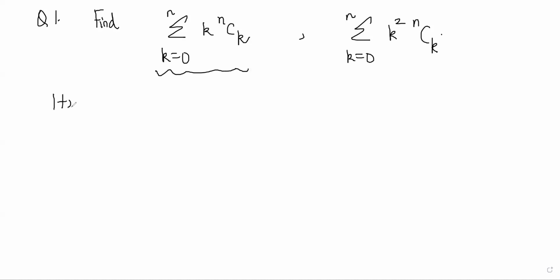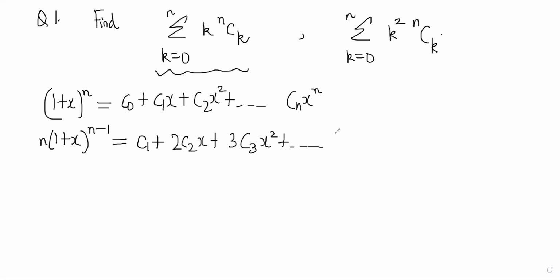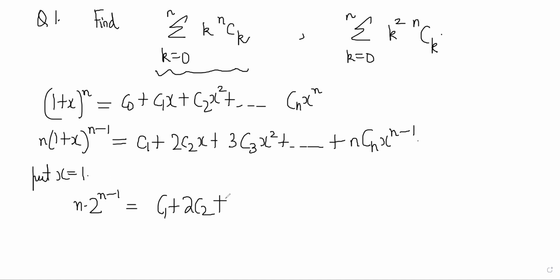So basically you can take (1 plus x) power n is C0 plus C1x plus C2x square and so on, Cn x^n. And you can differentiate this and write it as n(1 plus x) power n minus 1 is equal to C0, C0 is completely gone because it's a constant. So you'll get C1 plus 2C2x plus 3C3x squared plus nCn x power n minus 1. Now you can put x is equal to 1 on both sides. You will get n into 2 power n minus 1 is equal to C1 plus 2C2 plus 3C3 plus nCn.